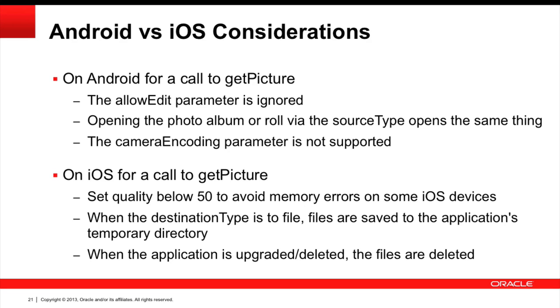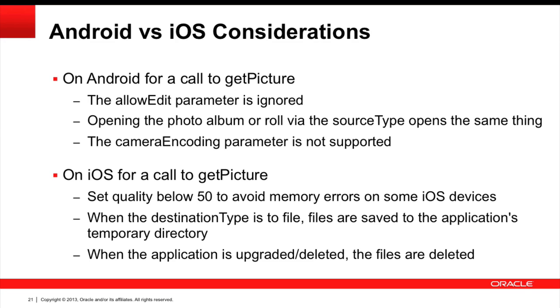So in the previous slide we alluded to there being some differences between taking pictures on Android and iOS, and you'll need to take this into consideration when developing your applications. This is one of the issues that we get when you're trying to write applications for multiple devices. For Android, with the getPicture method, the allow edit parameter is ignored because it doesn't give the user that facility currently. There isn't a separate album or library or photo roll, that's all the one and the same, so the source type parameters open the same thing, and the camera encoding parameter is ignored.